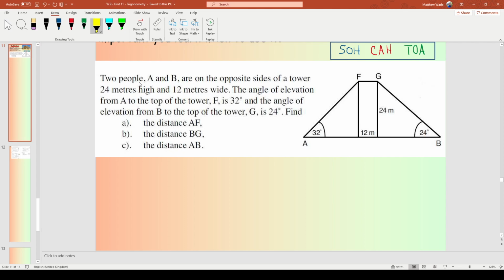Okay, it says, two people, A and B, are on opposite sides of a tower. So that's got to be a person, and that's got to be a person. The tower is 24 meters tall, 24 meters high, I should say, which is there. It's 12 meters wide, which is there, so there's the tower. The angle of elevation from A to the top of the tower, F, so that's the top of the tower, is 32 degrees. And the angle of elevation from B to the top of the tower, G, so up there, is 24 degrees, and it wants you to find the distance AF.